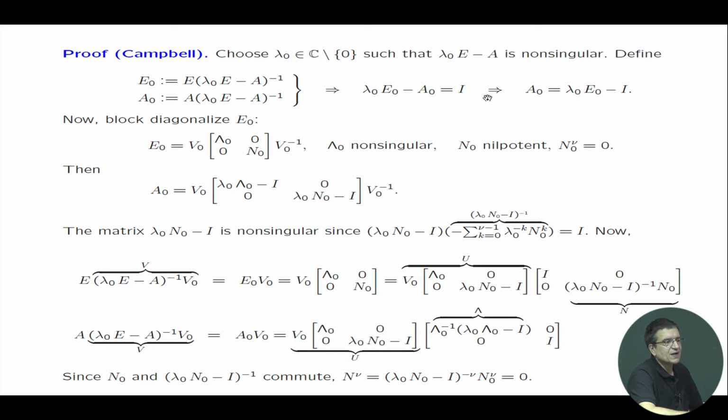So okay, we can reorder terms. So A0 is then lambda 0 times E0 minus identity. And this is a very nice relation, because in the beginning there was no connection between E and A. So they could be arbitrary matrices, and there was no relationship between them. But here for the new matrices, we have a very simple equation. This is a trick in the following calculation.